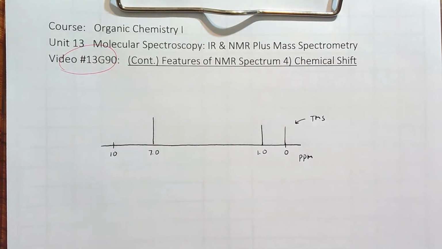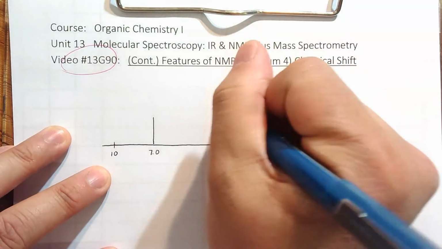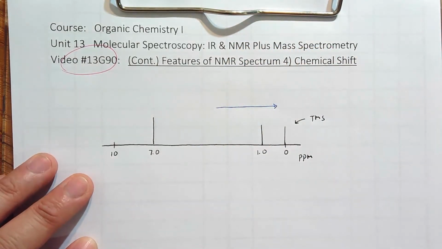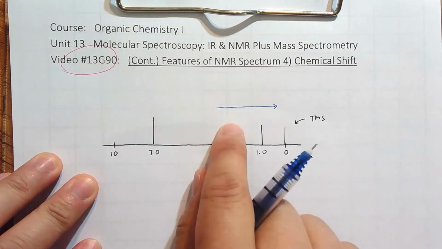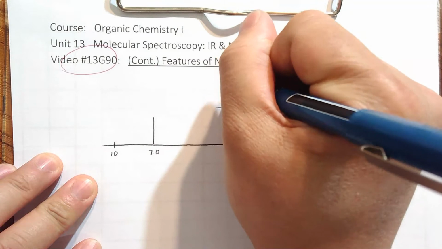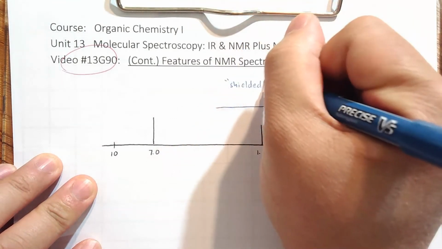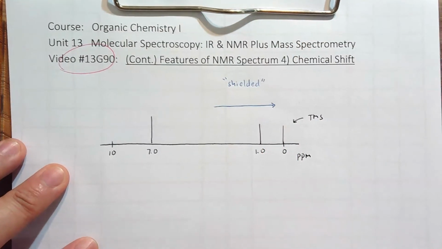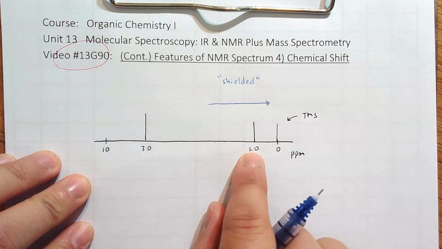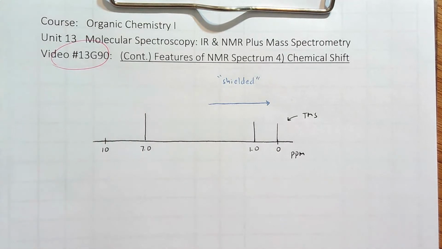What does it mean to be a low ppm? As you go to lower ppm, that is typically called the proton being very shielded. It's good to understand, or at least be able to recite, these different terms. So for instance, the signal at 1 is more shielded than the signal at 7. We'll talk about what it means to be shielded in just a bit.